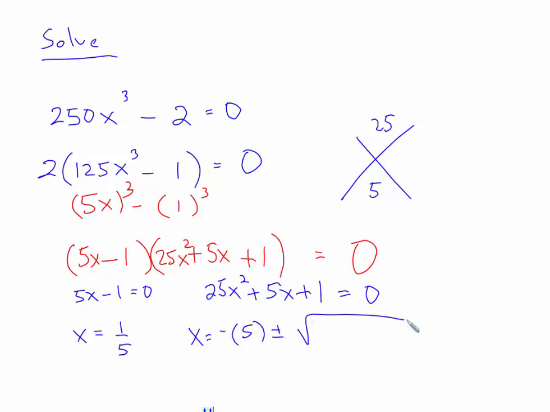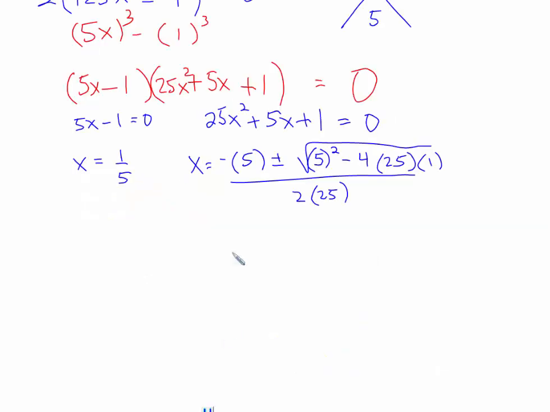Plus or minus square root of 5 squared minus 4 times 25 times 1, all over 2 times a, which is 25. Right? So we end up with x is equal to negative 5 plus or minus the square root of, so 5 squared is 25, minus, what do we get right here? 4 times 25 is 100, so minus 100 times 1. So we end up with the square root of negative 75.